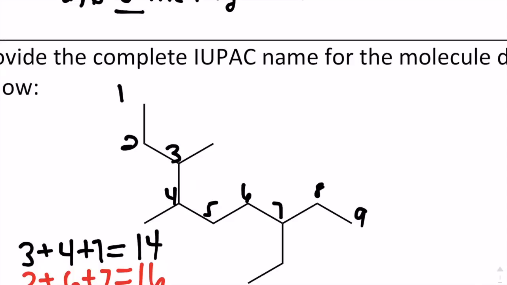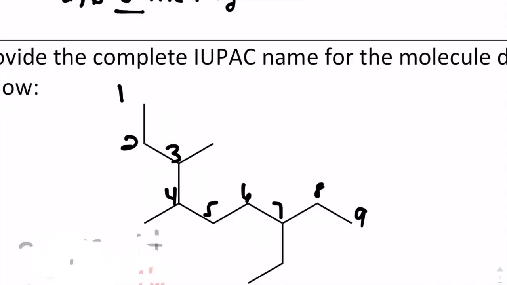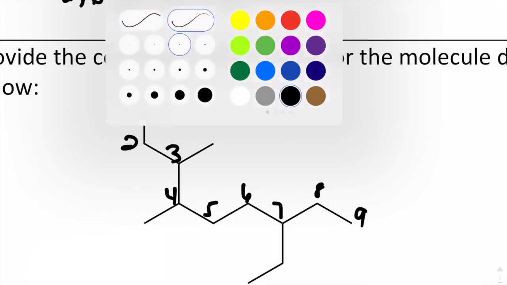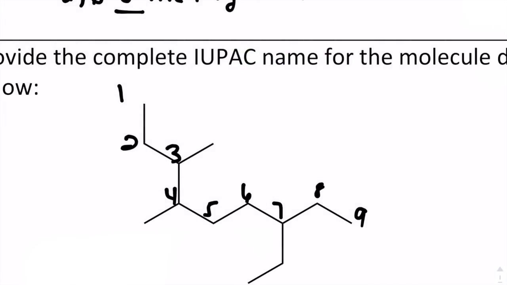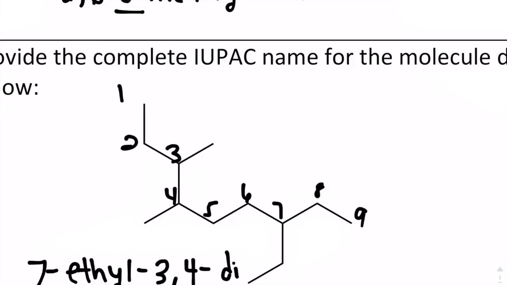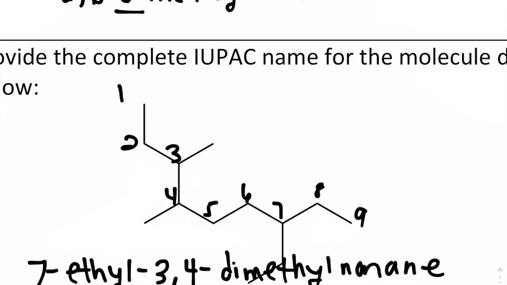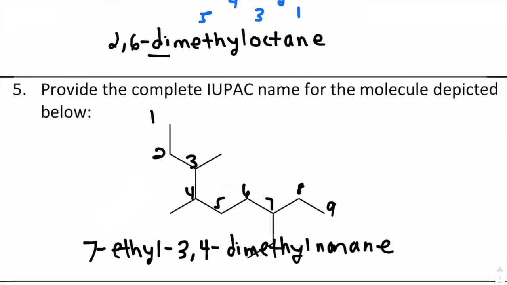Okay? So if we were going to go with the black one, the name would look like this. We have an ethyl group at 7 and 2 methyl groups at 3 and 4. Ethyl is before methyl, so we need to alphabetize. So that would be 7-ethyl-3,4-dimethylnonane. Okay? So I hope that helps with this one. This one was a little bit more tricky.